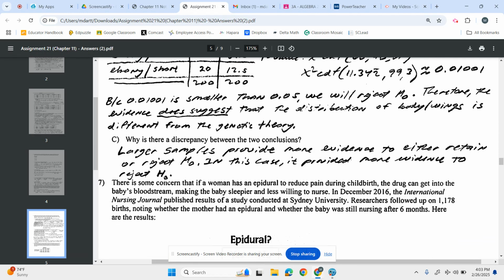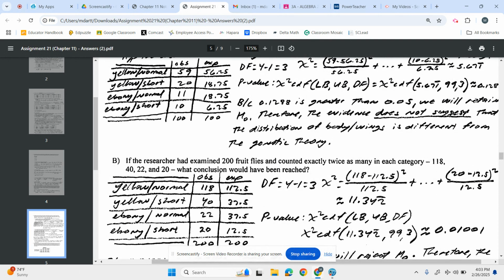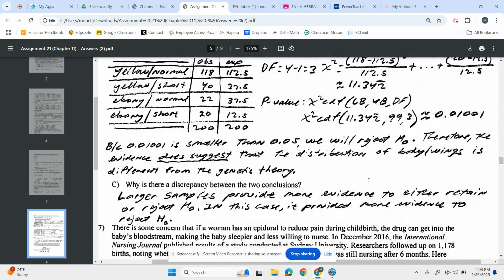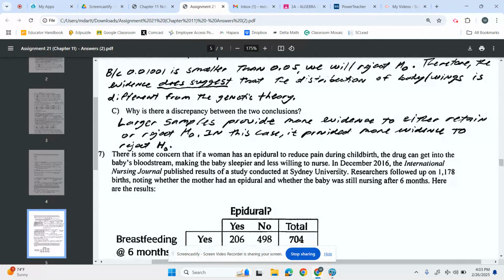It is different. So why is there a discrepancy between the two conclusions? Why did I retain here but reject here? Well, what this means is that the more evidence you have, in this case, the more fruit flies you have, all right, the better your data is going to be. So you're more likely to make the right decision to go ahead and, in this case, reject the null.